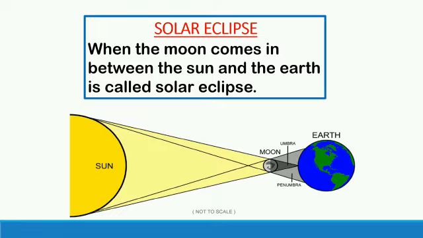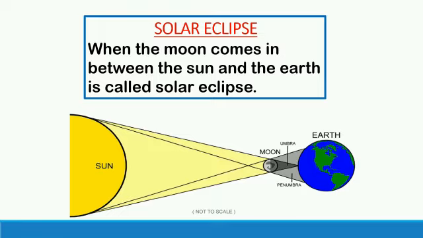When the moon comes in between the sun and the earth, in this case, the moon will cast its shadow on the earth and the people on the earth will not see the sun for some time. And it is known as total solar eclipse. When the moon hides only a part of the sun, then it is known as partial solar eclipse.